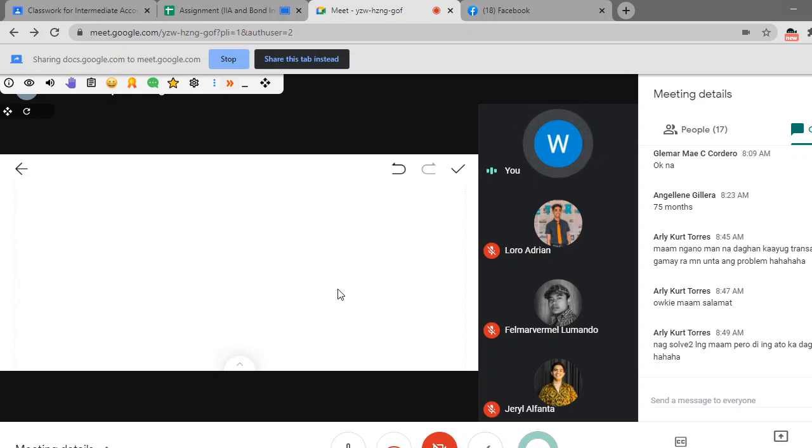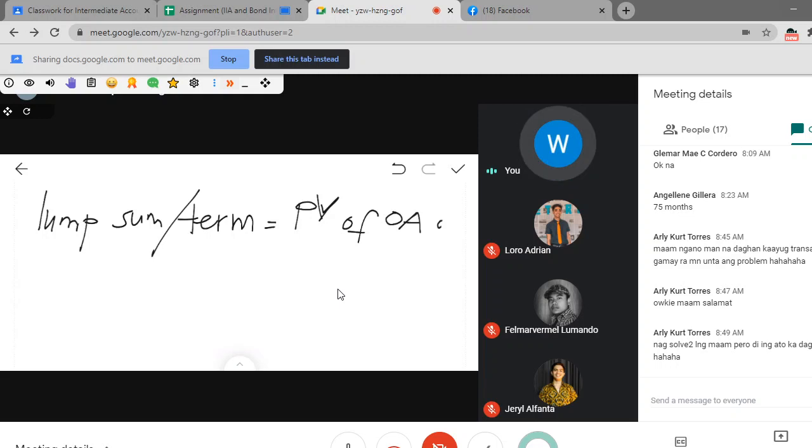So, ganito lang. If you are concerned about lump sum payment or term, kung lump sum or term, kanang one time lang ha, kung one time payment, you use PV of ordinary annuity of 1. Okay? PV of ordinary annuity of 1.